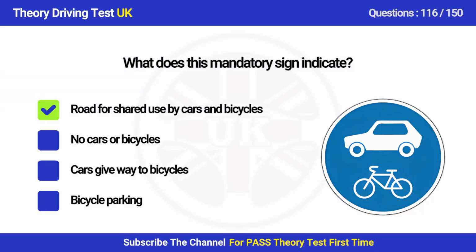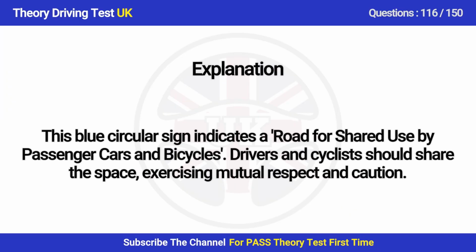Answer is A. Road for shared use by cars and bicycles. This blue circular sign indicates a road for shared use by passenger cars and bicycles, and drivers and cyclists should share the space, exercising mutual respect and caution.